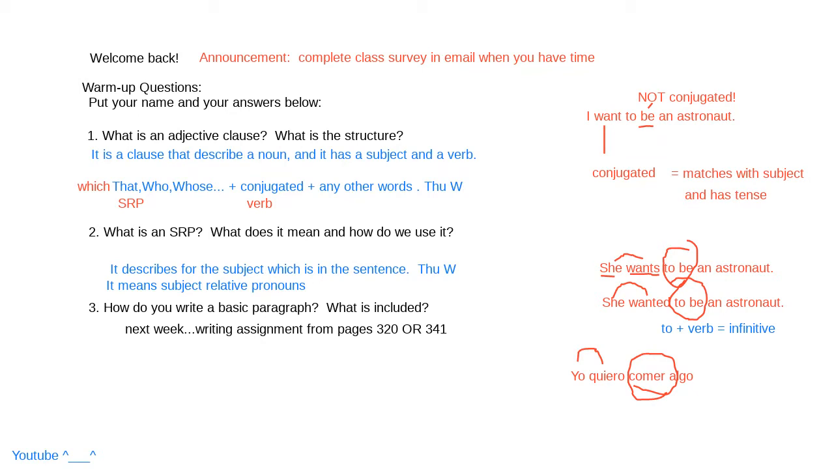Just like in Spanish, you have pretérito, imperfecto, presente, all of those. Those are tenses, and they create changes on the verb. So they create the conjugated verbs.